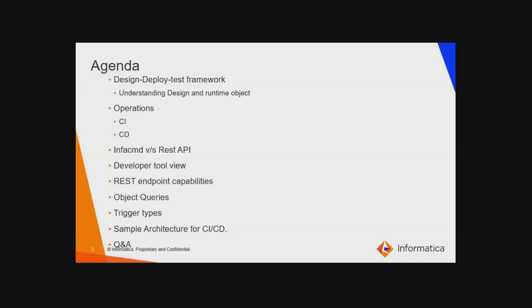We also have developer tool new features, a couple of features which will be very handy in CI components. And we also have an overview of DIS REST endpoint capabilities and a brief overview of object queries, which are very handy to figure out various objects on the design MRS and the DIS and fetch quick commands for certain operations. There is also a need to understand the trigger types which you can have for your CI/CD pipelines. And we have a sample demo architecture for a CI/CD pipeline for one of the trigger types. And then we'll start with the question and answer session at the end.